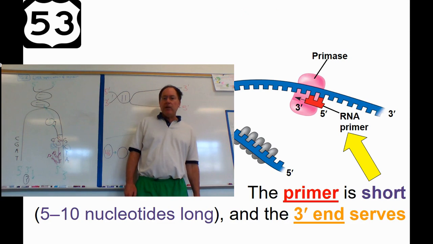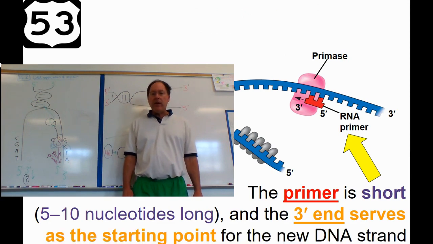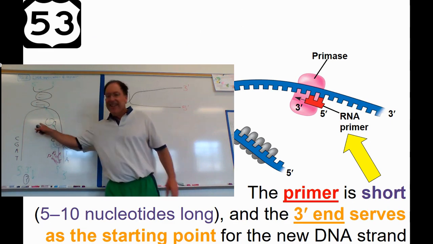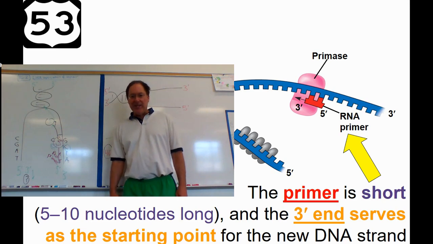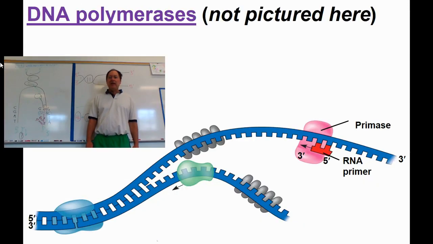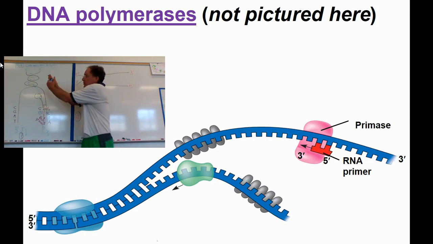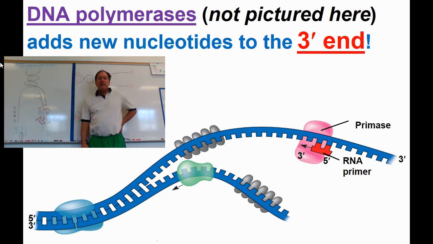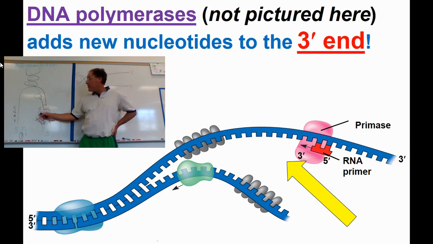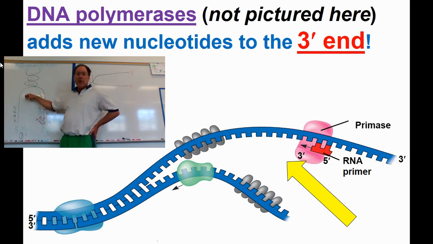Primers are short, 5 to 10 nucleotides long, and the 3' end serves as the starting point for the new DNA strand. You can see that I haven't touched this yet because it's what we'll get to next. Finally, DNA polymerases are the things that start adding all these letters really fast. And on this side, it's going towards the replication fork as that fork is opening up towards the ceiling. They add new nucleotides to the 3' end, no problem. It also happens on this side. The DNA polymerase works as well, adding nucleotides to the 3' end.